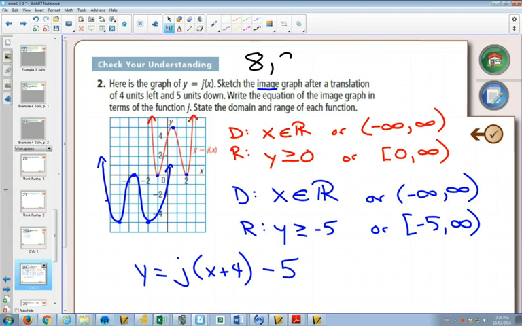So above the question, if you want to write 8, 9, and 10, because those are the 3 questions that are similar to this one that you can now do.